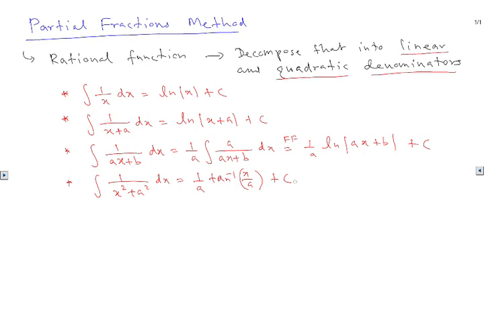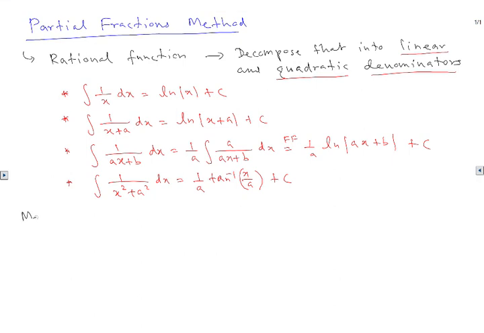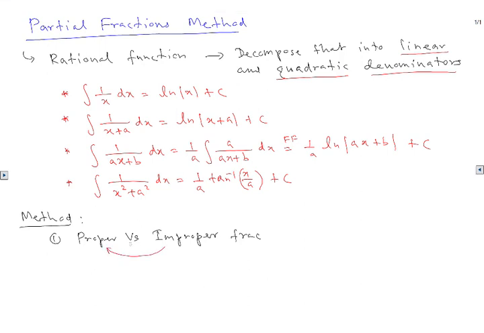And then, how the method works. It has several steps. The first thing that we do is check whether it is a proper fraction or an improper fraction. If it is an improper fraction, we do the division, and then we get it to a proper fraction.